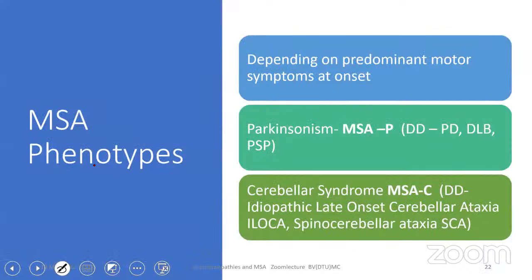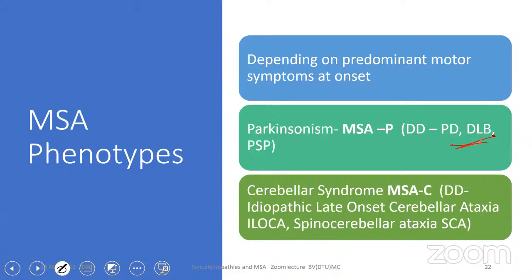So the phenotypes, we can say that depending on the predominant motor symptoms at onset, there is Parkinsonism, that is MSA-P, and the other one is MSA-C, where cerebellar syndrome is predominant. When it is MSA-P, we have to differentiate it from Parkinson's disease as well as DLB and progressive supranuclear palsy, which is a tauopathy.